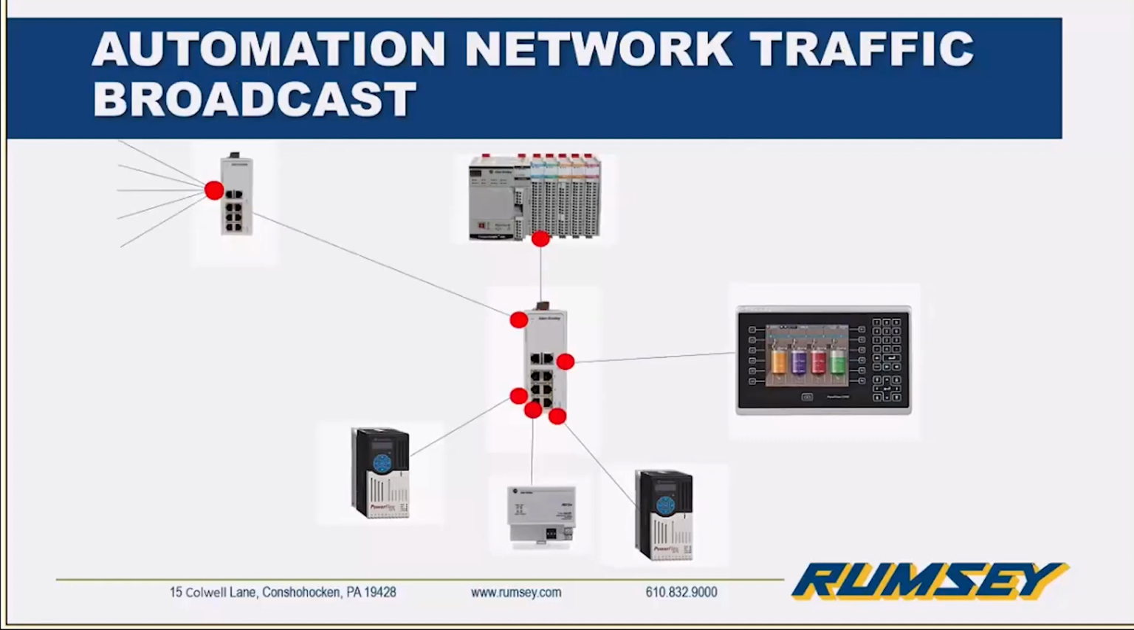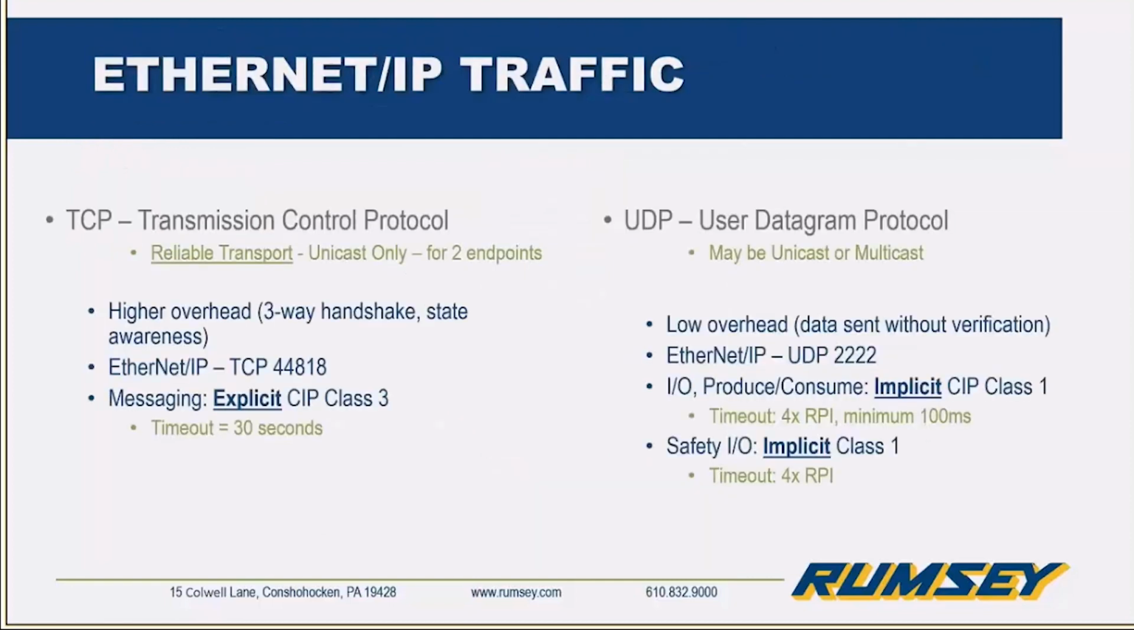This here is an example of a broadcast message. The PLC is sending messages to every device on the network. Upstream, there's another switch connected to a bunch of other devices, which also broadcasts out of all its ports to anything connected there as well. So keep that in mind as you think of explicit and implicit traffic. If you look again at those timeout values, implicit messages time out at 4 times RPI or 100 milliseconds.